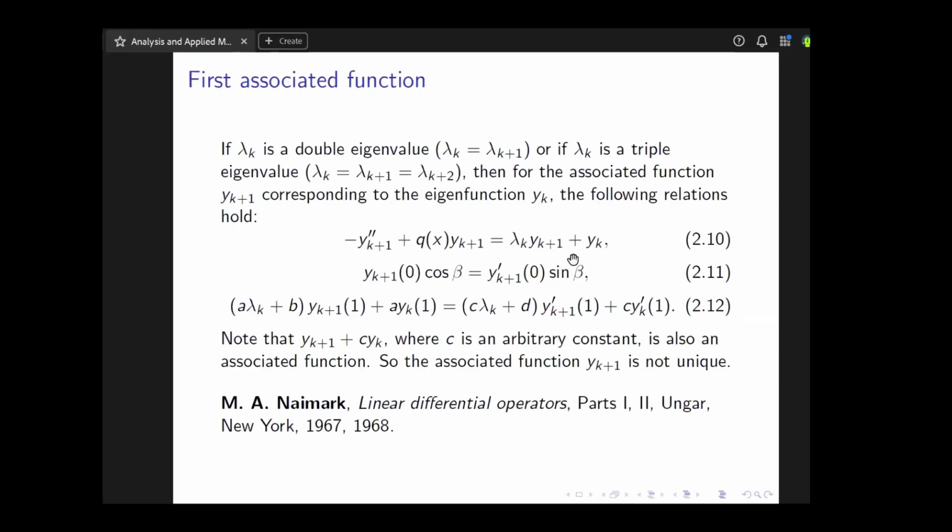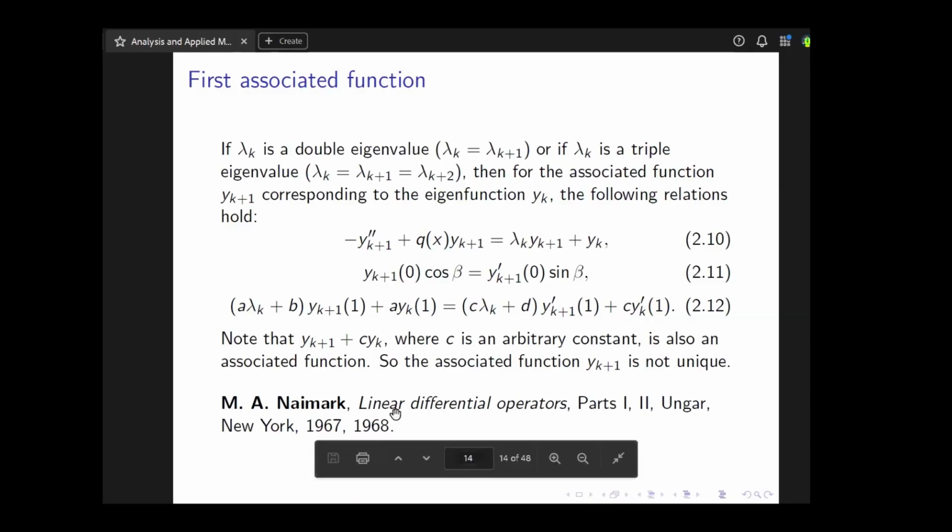So the first associated function is defined like this. As you can see, it looks very similar to the given equations. The only difference here is plus yk. And here, the second boundary condition is also different. Okay? This definition of the first associated function comes from Neymark's definition, classical differential approach.